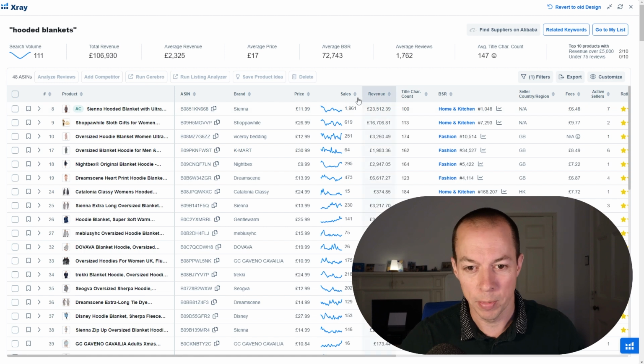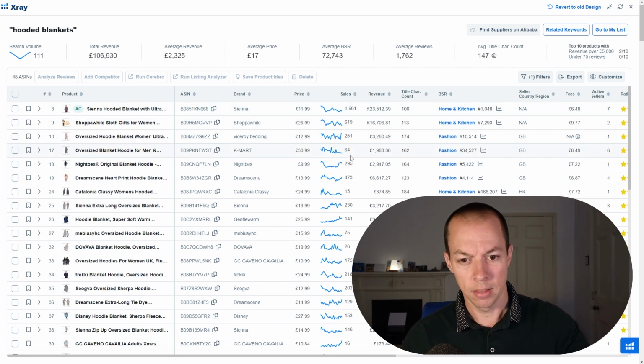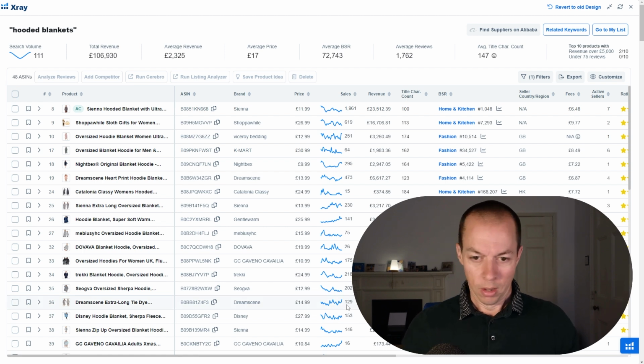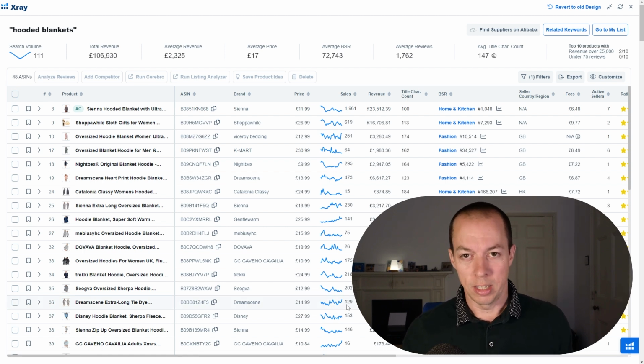You'll take a look at this column here, the sales column, and you'll see the top seller is doing nearly 2,000 units per month. Position 2 is at 600 units per month, and then 250, then 64. But it isn't a linear decline. You then see someone selling more at 295, then 473, then 15, then 230, then 141, and you start thinking, well, how many units can I actually sell in this niche?